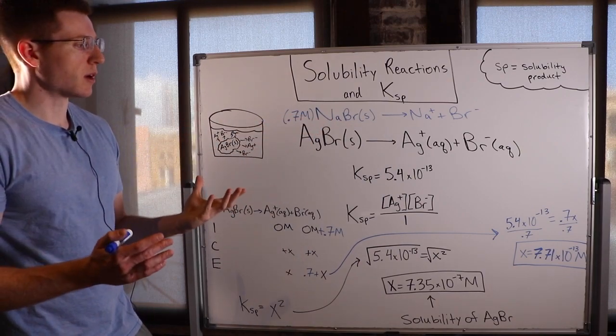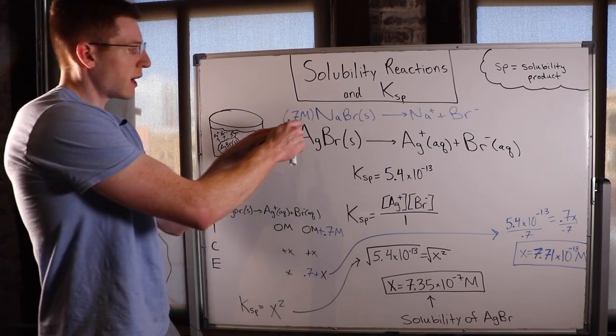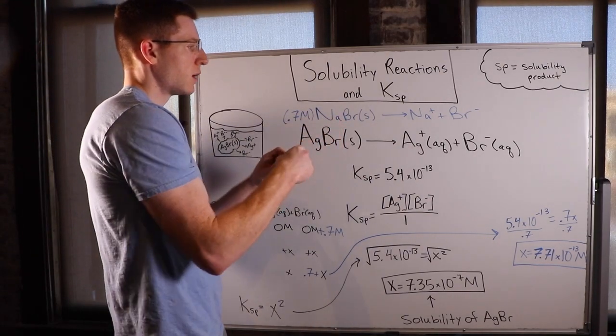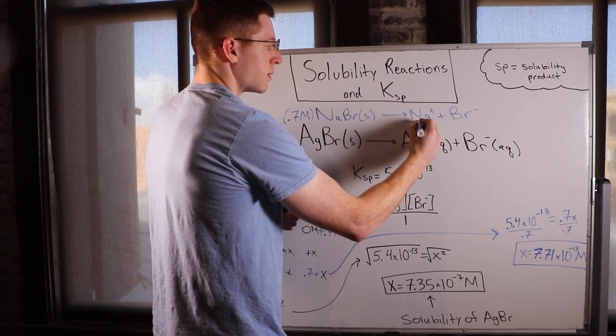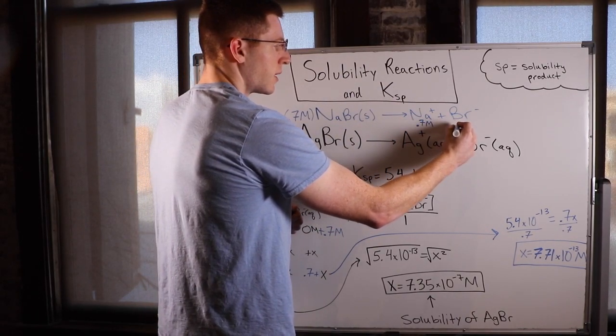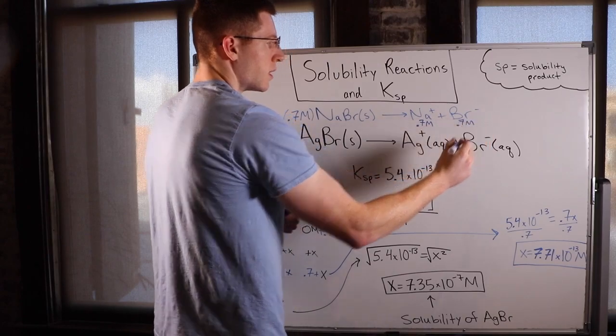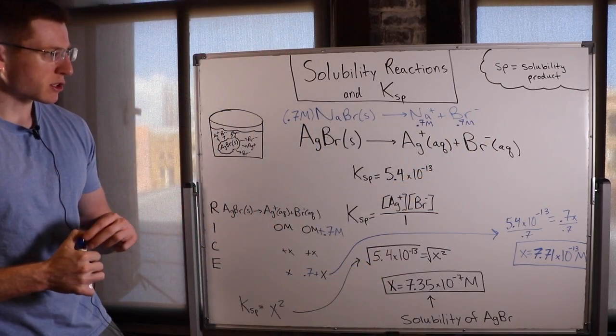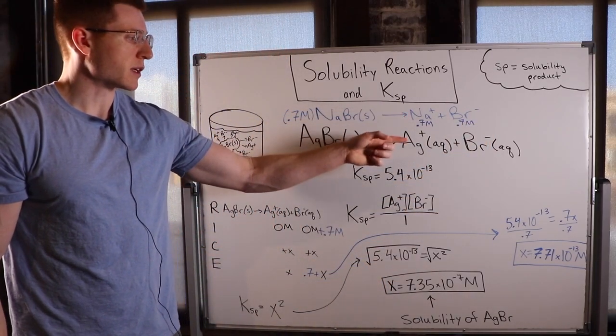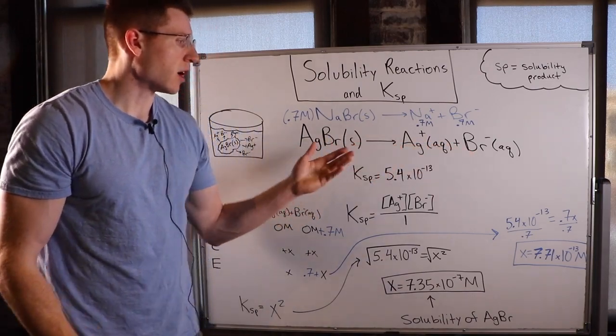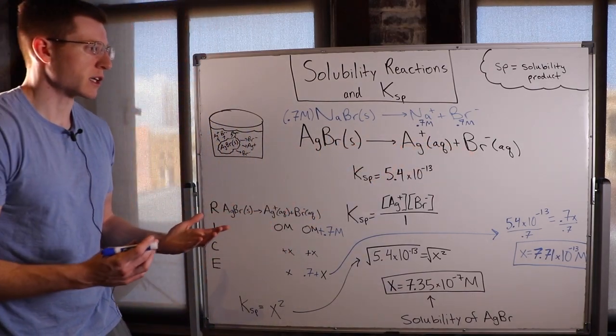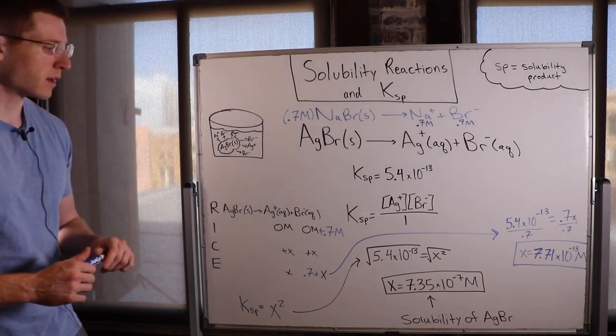And we know sodium salts are soluble. So if we started out with 0.7 molar of sodium bromide, we're going to end up with 0.7 molar sodium ions and 0.7 molar bromide ions. And notice how sodium, we don't call that a common ion because it doesn't appear anywhere else. It's not common to any other solubility reaction occurring in our solution.